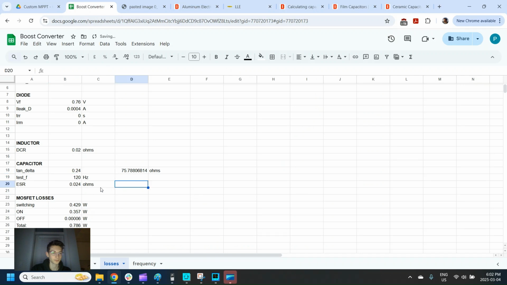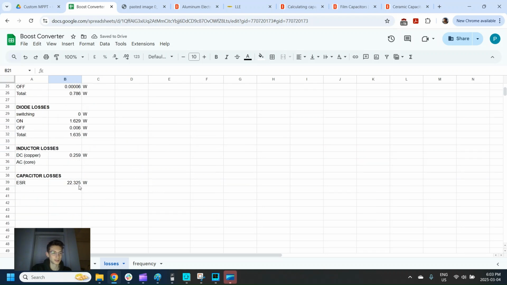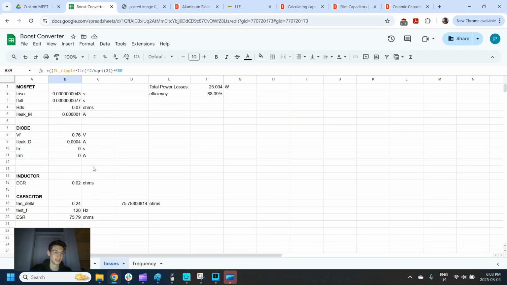0.24 at 120 hertz is 75 ohms. This is really high. So if we enter this in here, 75.79 ohms gets an ESR loss of 22 watts, which is insane. That brings our efficiency from like 98 down to 88%.